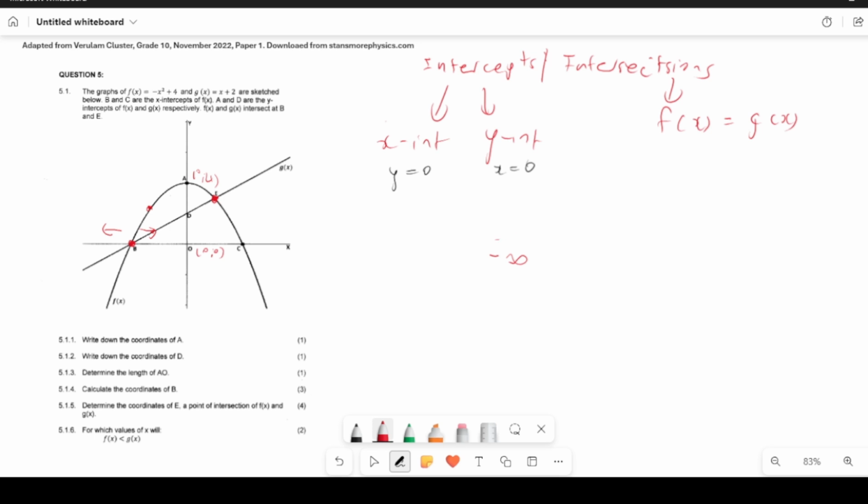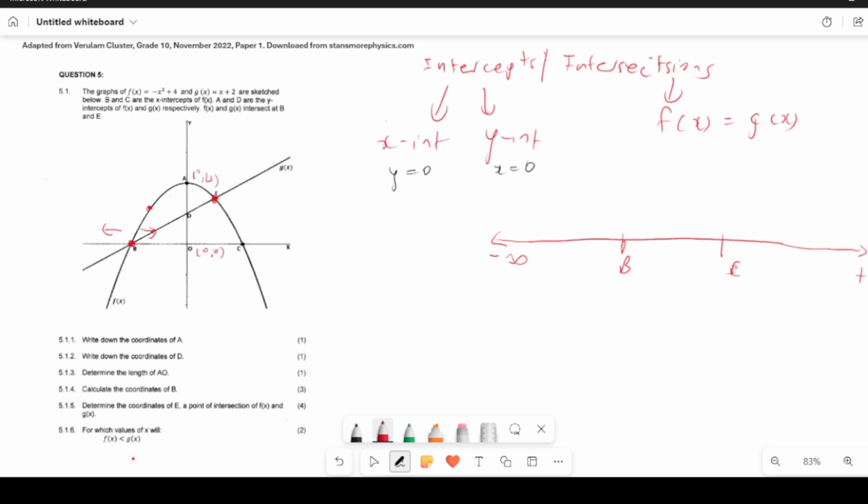Then we move on to b. Then we move on to e. So these are like my significant points. Remember, you will see this a lot: intercepts and intersections. E. And then we move on to positive infinity. Okay, anyways. For values greater than e, we see that the y values of the linear function are greater than that of the parabolic function.